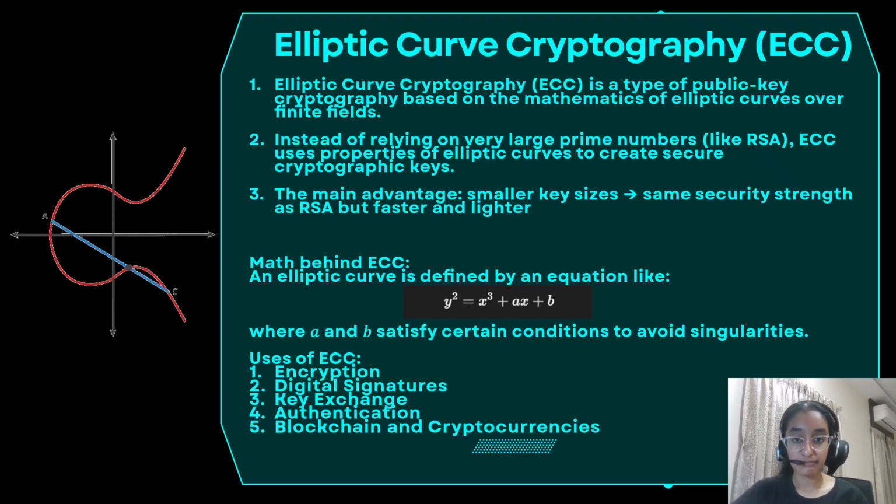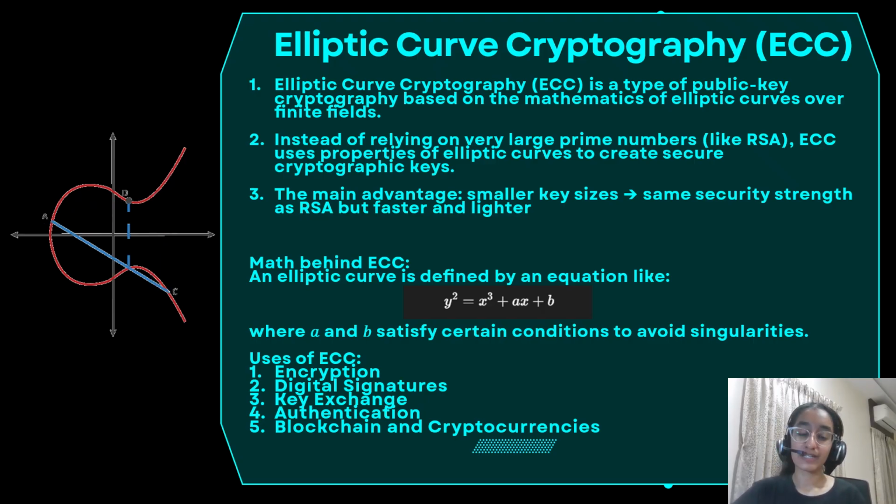Multiplying a point by a number means adding it to itself multiple times. Okay, and this is how ECC works. Coming to the uses of ECC, ECC is widely used in modern cryptography, especially where efficiency and performance matter. In encryption protocols, protocols like the Elliptic Curve Integrated Encryption Scheme use ECC for secure message encryption. For digital signatures, the Elliptic Curve Digital Signature Algorithm, ECDSA, is used, and it is mostly used in Bitcoin and Ethereum blockchain transactions.